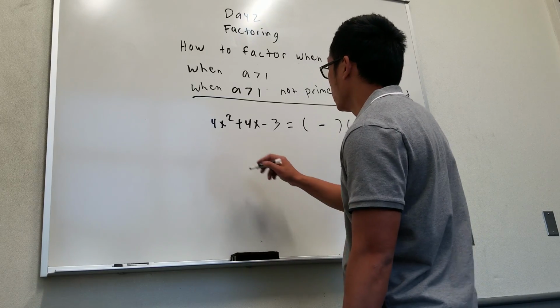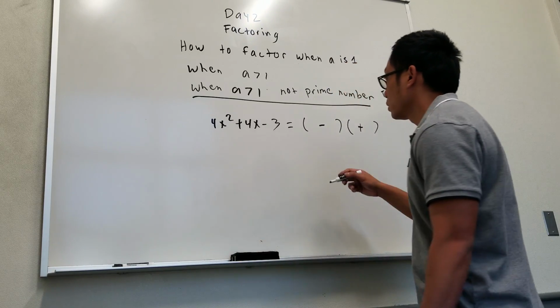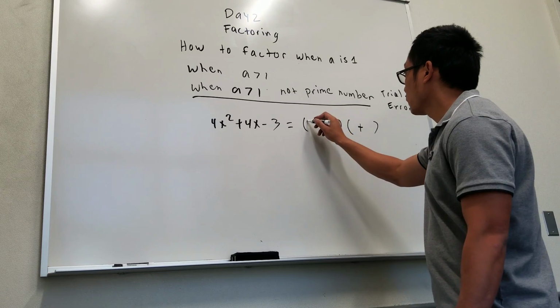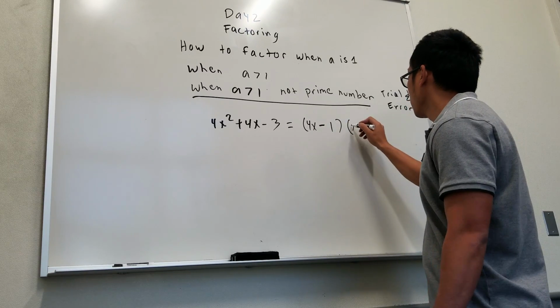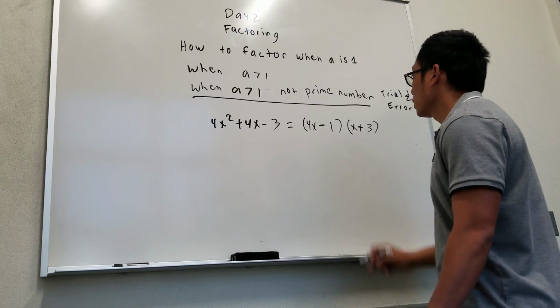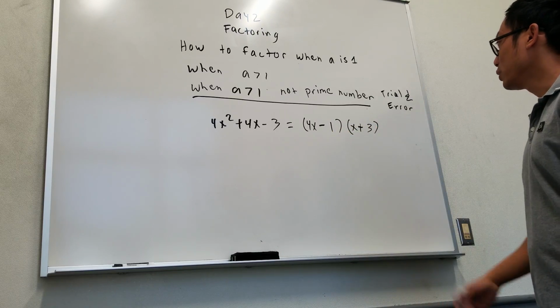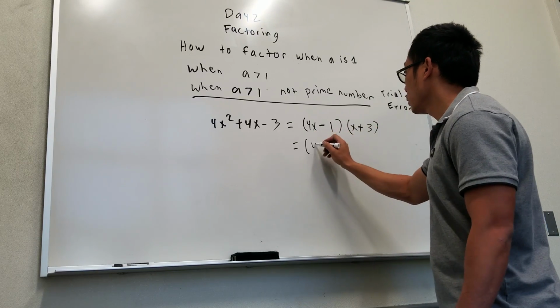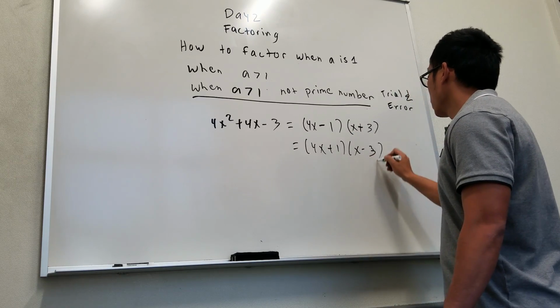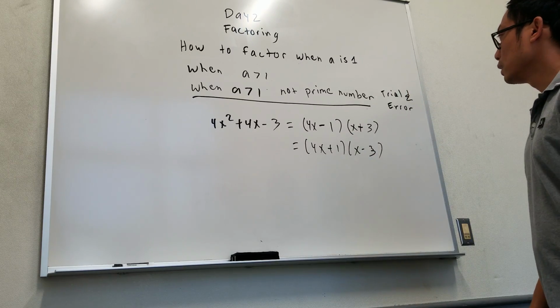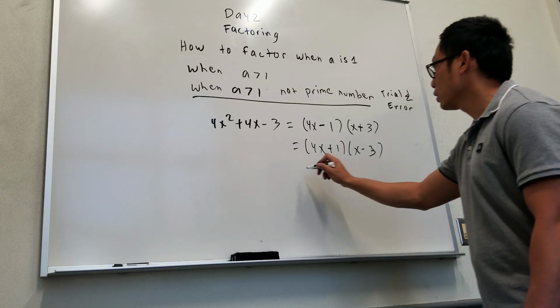So we're gonna think about, let's just start putting stuff. 4x minus 1, x plus 3, right? 4x squared. Does that work? If you FOIL, no, right? So let's do another one. We have 4x plus 1, x minus 3. Does that work? Nope, doesn't work either. So let's do another one.